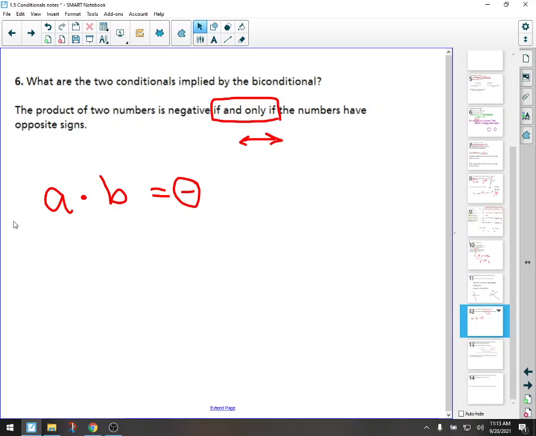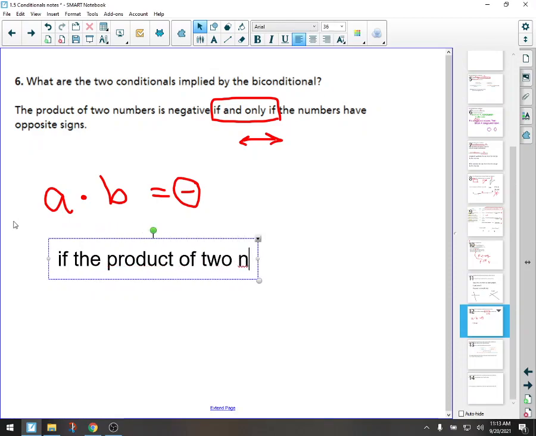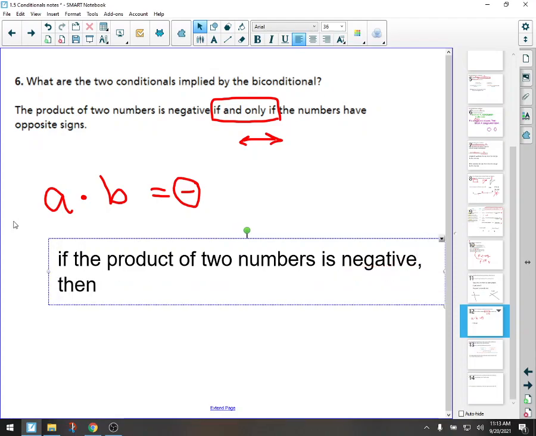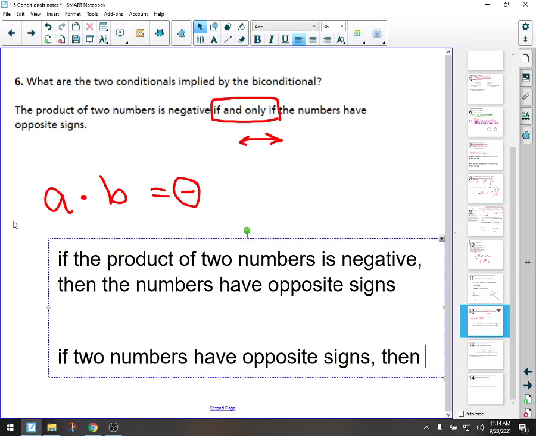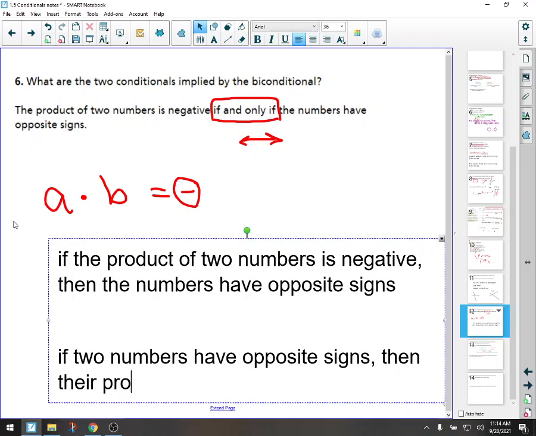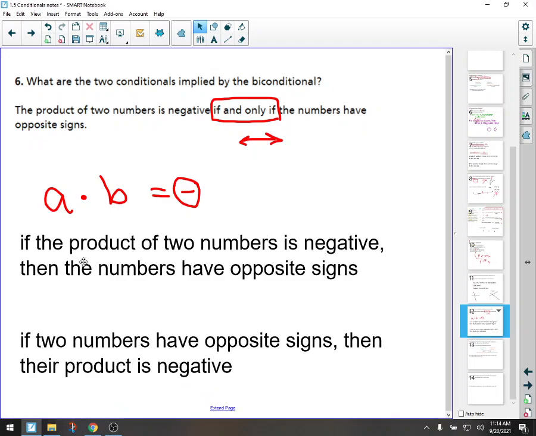All right, let's try to write this as a conditional. If the product of two numbers is negative, then the numbers have opposite signs. Let's reverse that. If two numbers have opposite signs, then their product is negative. So these are the two conditions. If the product of the two numbers is negative, then the numbers have opposite signs. Basically, can you think of a time when this is not true? This is always true. What about the reverse? If two numbers have opposite signs, then their product is negative. This is also always true.